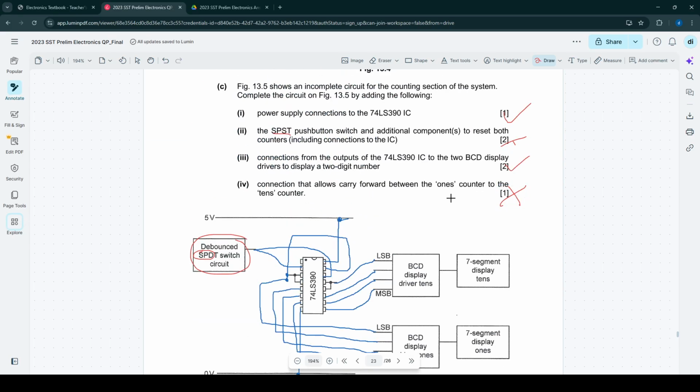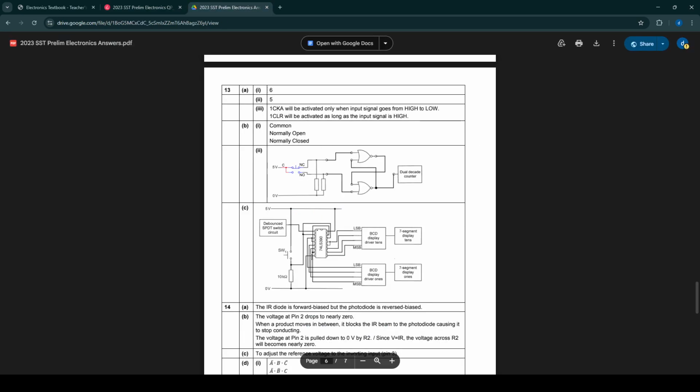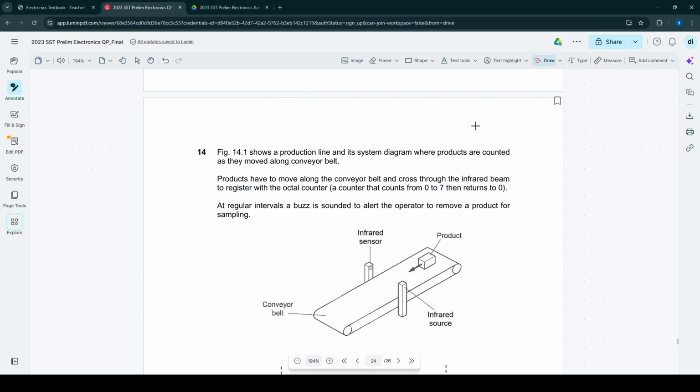Right. No, okay, wait. They were asking for carry forward between the 1s to the 10s. But there's no carry forward here. The carry forward would have to be from here to the clock, which is somewhere here. Yeah, I'm right there. It's connected from here all the way to the clock. So you're wrong.